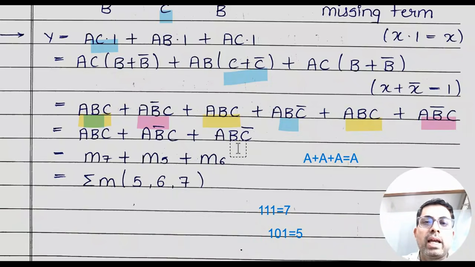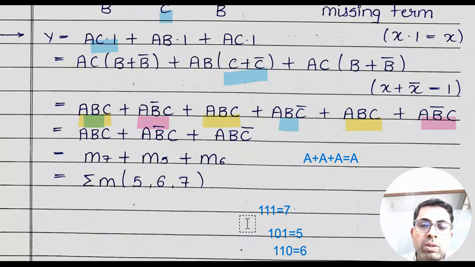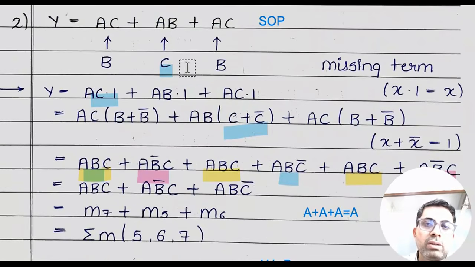And what is this? ABC bar. So what is ABC bar? Tell me. 1, 1 and 0. Perfect. So what is 1, 1, 0? Its binary equivalent is 6, right? So instead of writing 7, 5, 6, what is the answer you can write? That is 5, 6, 7. It is the standard form of this equation. This is the standard form of equation. We have converted from the non-standard form.